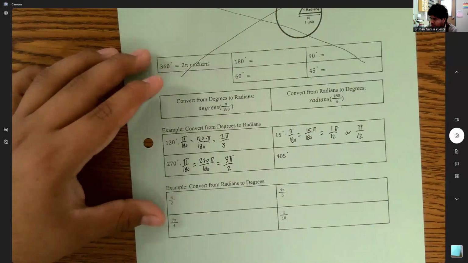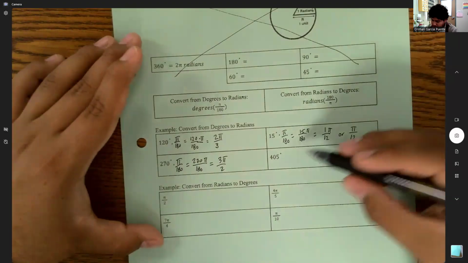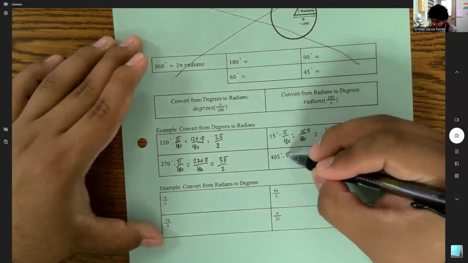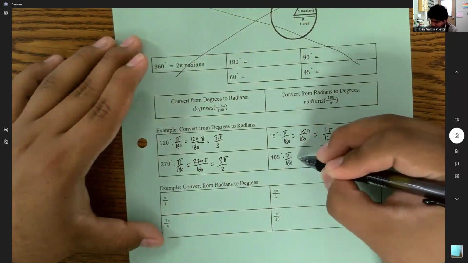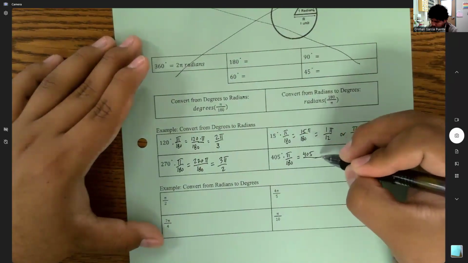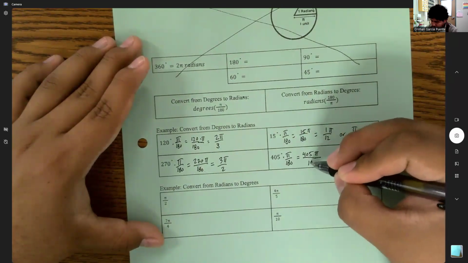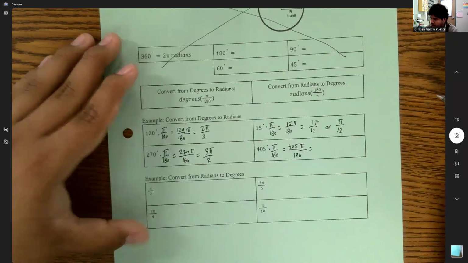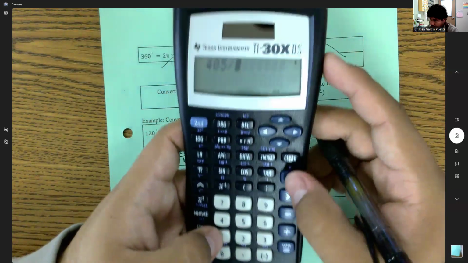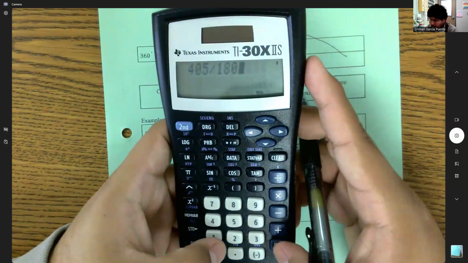All right. So super straightforward. All right. Next one, you're going to do the same thing. Multiply by pi over 180. So it's going to be 405 pi over 180. And then you just put the numbers in your calculator. So you're going to put 405 divided by 180.